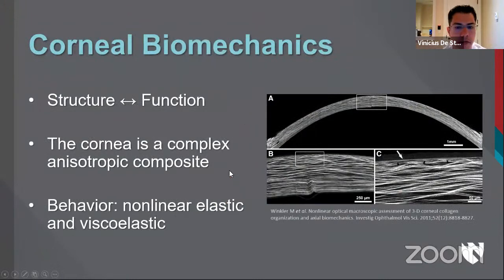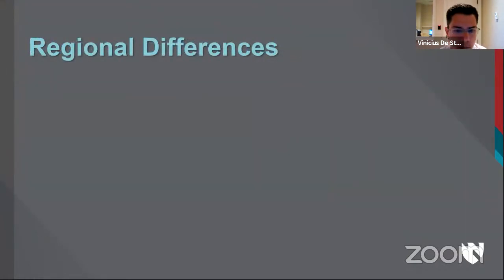Well, we all know that the cornea, from its structural perspective, is highly dependent on its structure to have adequate function. And from a material science standpoint, the cornea is called a complex anisotropic composite. The anisotropic part means that it will respond to stress differently depending on where that stress is coming from. And as I said before, the behavior of this tissue is nonlinear elastic and also has viscoelastic properties. So since the cornea is so complex, it will have regional differences when you try to study biomechanics in different parts of the cornea.